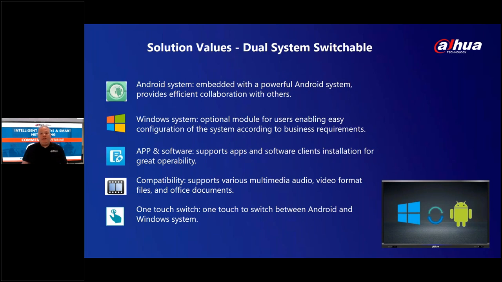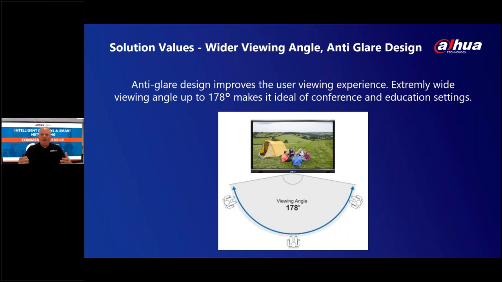And of course, if you're using this in an educational environment or indeed a conferencing facility, it's really important that you're able to see this from a wide viewing angle, from all different angles. So we offer 178 degrees horizontal viewing angle. In fact, 178 degrees vertical as well, but we tend to look directly at the display, making the horizontal angle the most important. But 178 degrees is a very wide viewing angle. And of course, that is possible because we have an anti-glare design, so the amount of reflectivity from external light sources is reduced, making the screen easy to read.